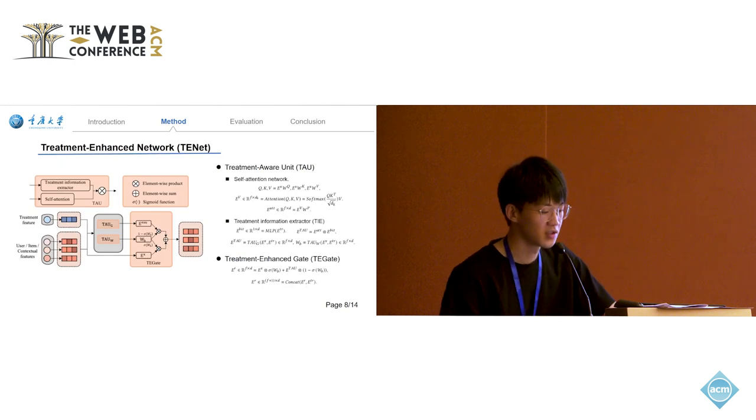The input of TENet is treatment information and other features, and the output is the treatment enhanced embedding. It consists of two paths, TAU and TEGate. For TAU, we use self-attention networks to get the natural representation of a feature and extract treatment features through an MLP. Then we perform an element-wise dot product to make the feature have different representations on the different treatments. However, completely disregarding the original feature may lose some information. So we combine the original feature and the feature obtained from TAU through TEGate with certain weights, where the weights are obtained through another TAU with independent parameters.